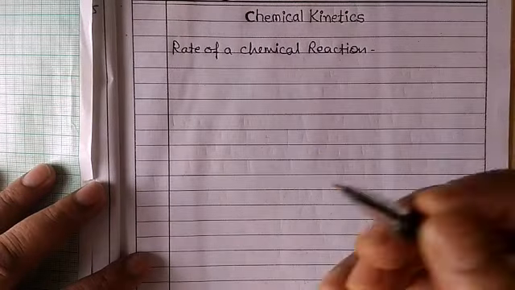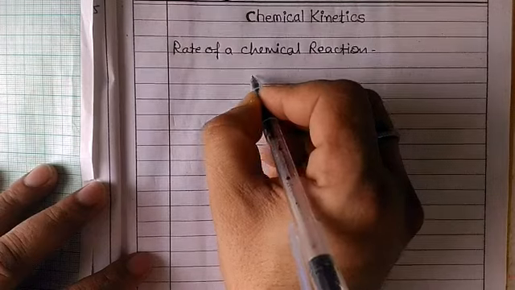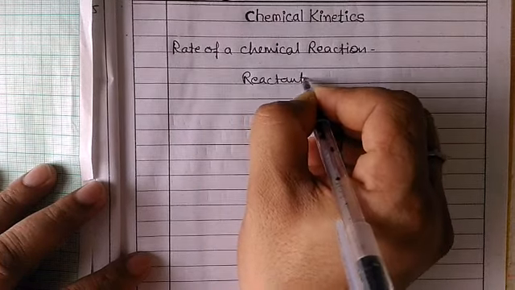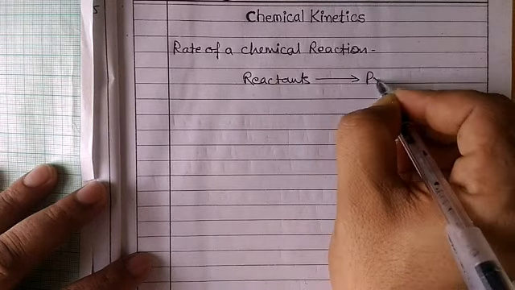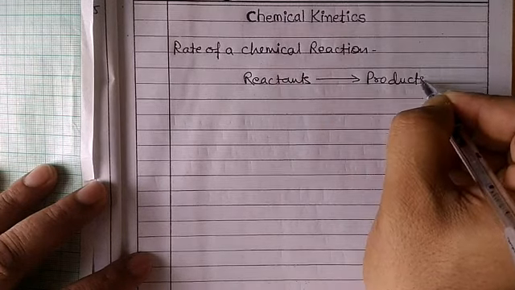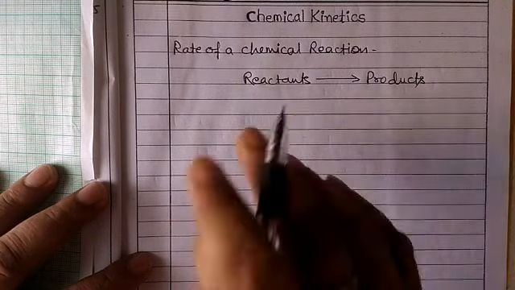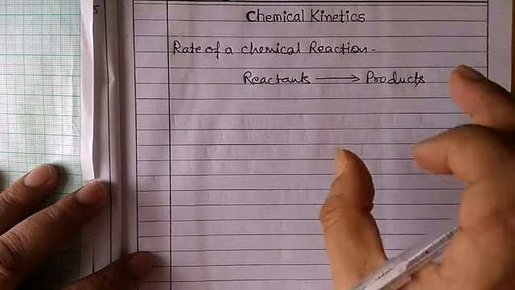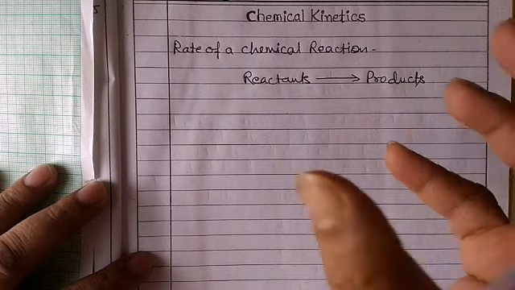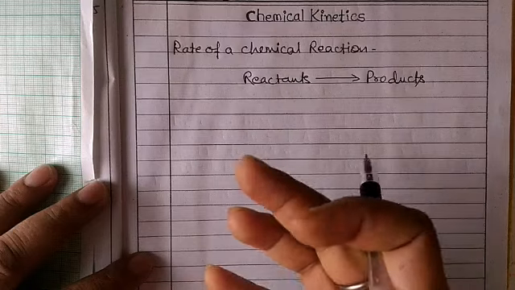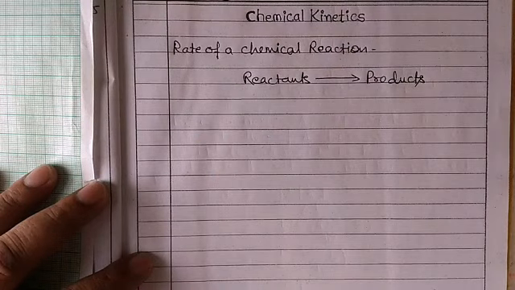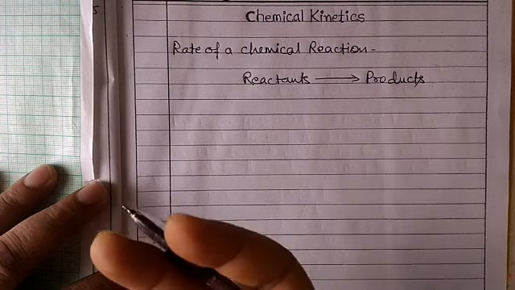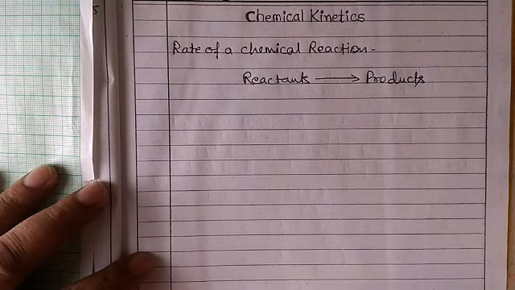Let's understand the basic concept. We have reactants getting converted into products. So the speed by which these reactants are converted into products, or the speed by which these products are formed, is the rate of a chemical reaction. So we have to use time to compare how fast a chemical reaction is going on.